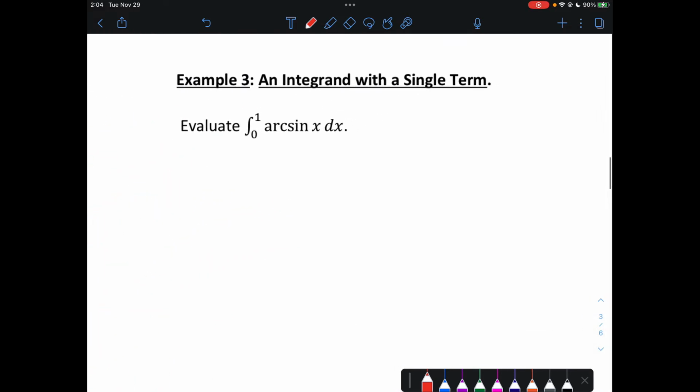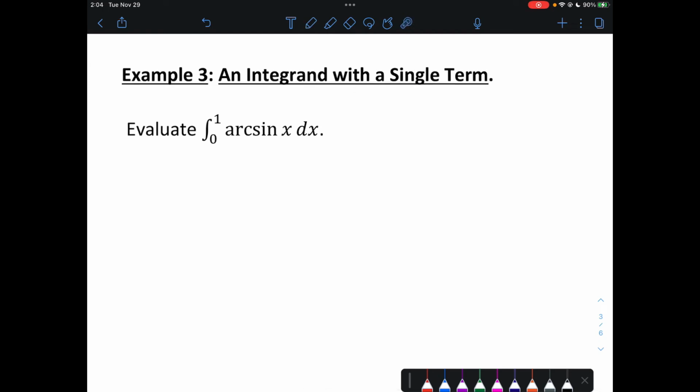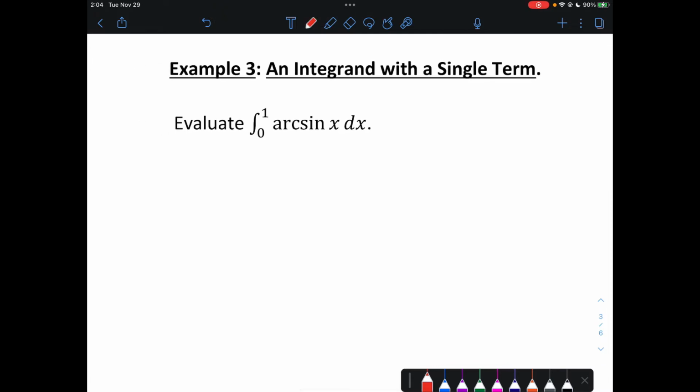Third example, an integral with one single term. And another thing to notice here is that this is a definite integral. That's not going to change much. It's just at the end we have to substitute our numbers in. So there's no logarithmic here, but there is an inverse trig. So by our rules here, we want to set u equal to arcsine, or sine inverse of x, which means dv would be everything that's left, which is just dx.